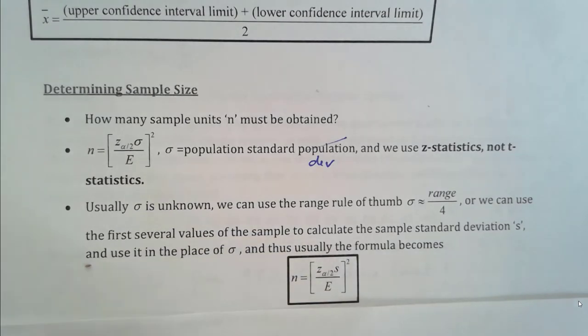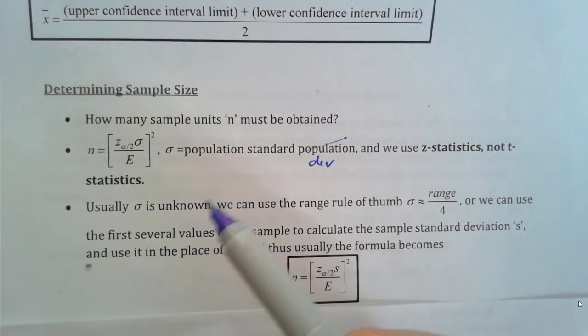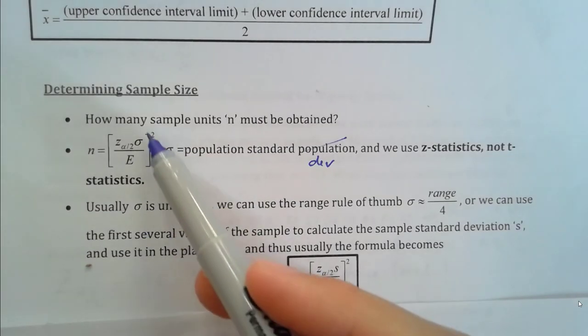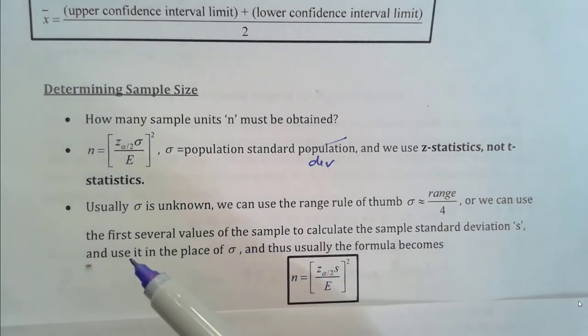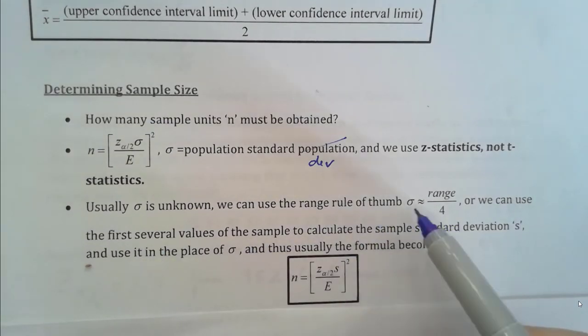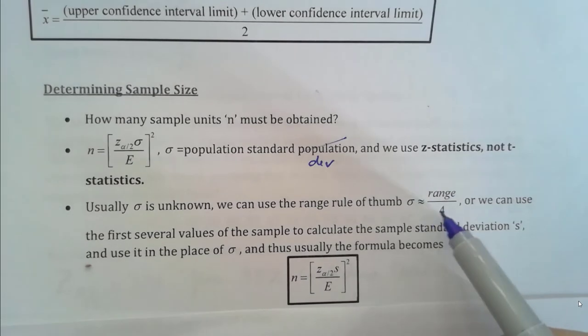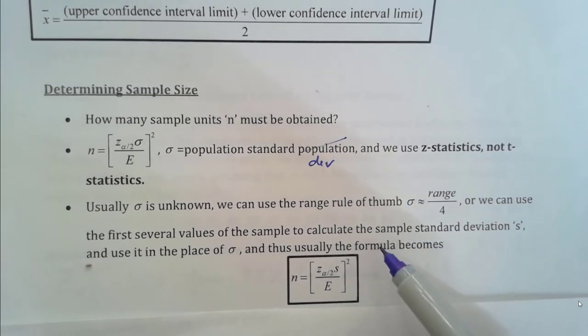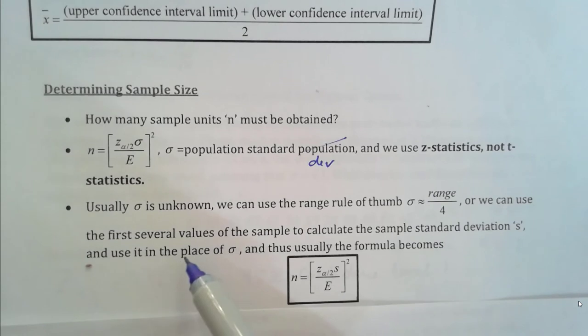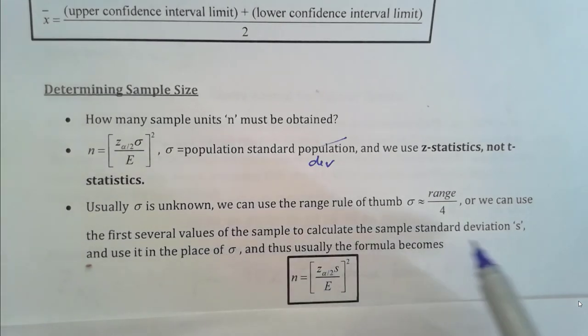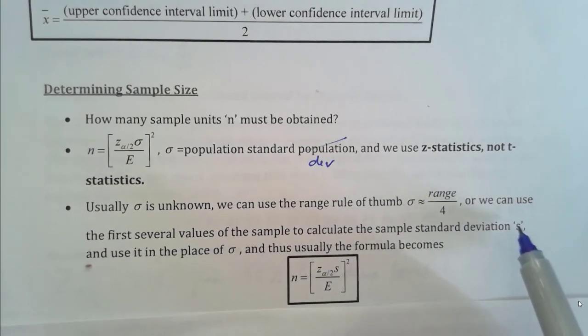So, two cases. If sigma is given, then it's very easy. We use this formula right away. If sigma, the population standard deviation, is not given, you have two choices. You can use the rule of thumb, the range divided by 4, or you can use the first several values of the sample to find the sample standard deviation s, and we treat this small s as a sigma value.